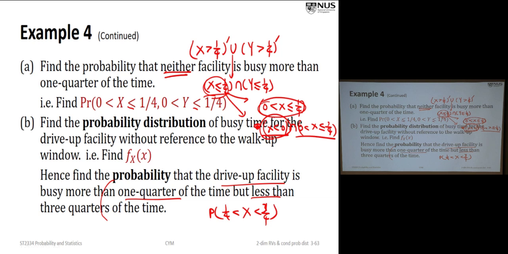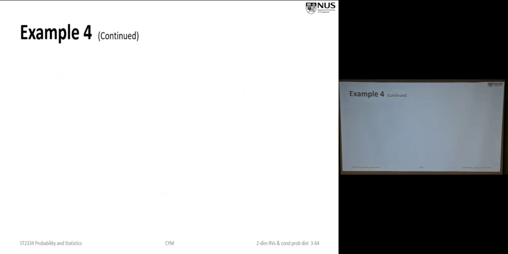Okay, so it's important that from the word problem, from what you're asked to find, which is stated in words, you translate it into the random variables x and y, and a probability statement involving x and y. All right? So we have part C.